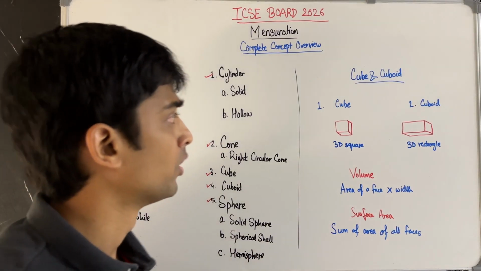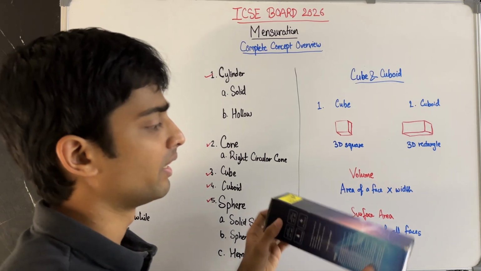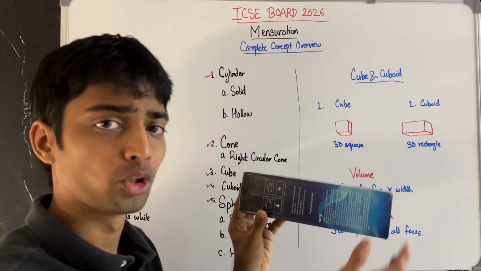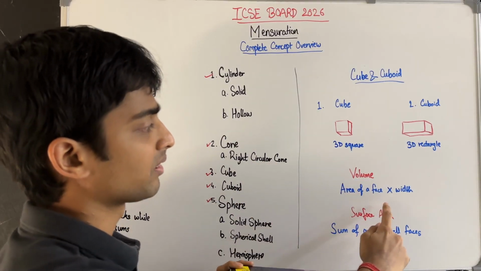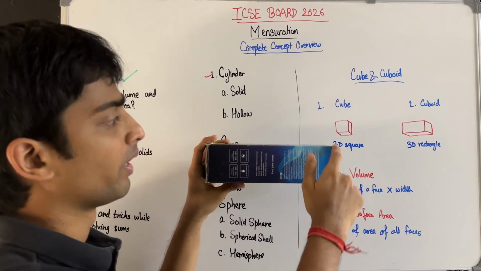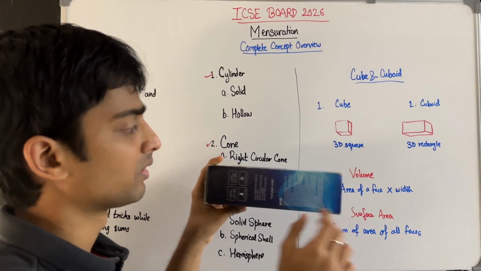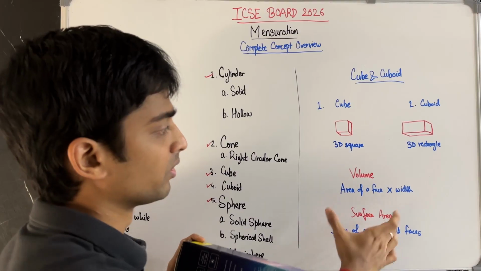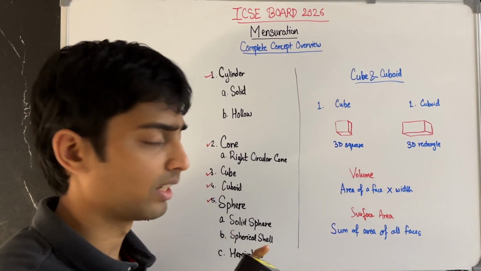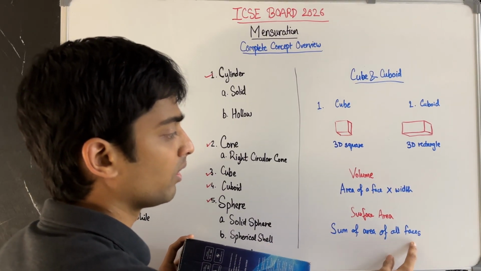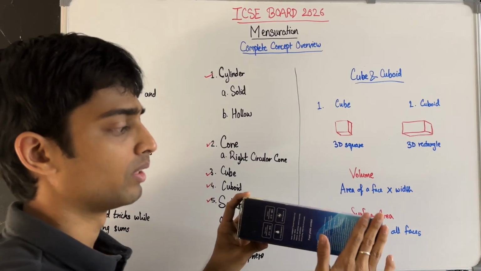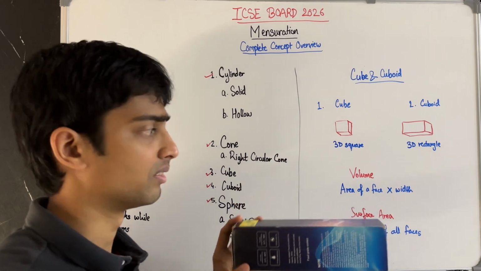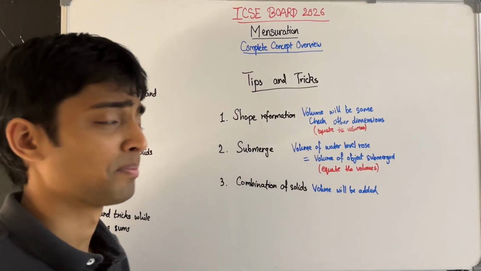Cube and cuboid. Cube is a 3D square and cuboid is a 3D rectangle. Let's take this rectangle. The volume of this cuboid would be area of one face multiplied by the width, because this is the area and it's repeating for this width number of times. This will be the volume. The surface area would be sum of all area of all the faces. So sum of area of this plus this plus this plus this plus this plus this. So 6 faces. Let's move on to part 3, tips and tricks.